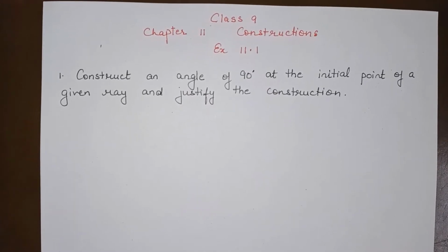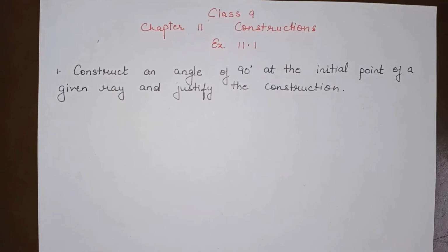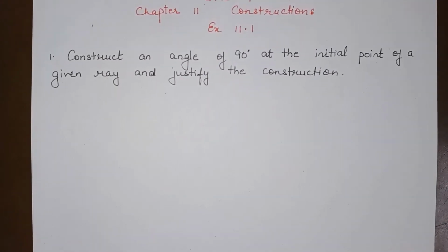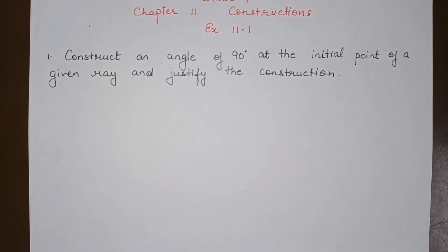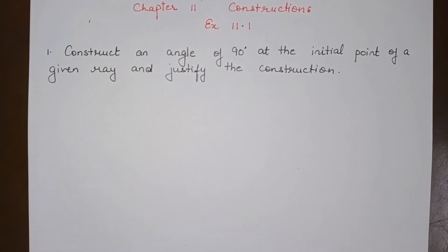Hello everyone. Today we will do class 9th chapter 11 constructions exercise 11.1 question number 1. Construct an angle of 90 degree at the initial point of a given ray and justify the construction. So this question we will be doing in 3 steps.